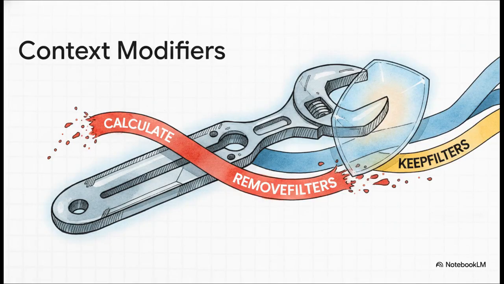But what if you want to bend the rules a bit? Say you want the percentage of total sales for just one single color. You have to surgically manipulate that invisible context using specific functions. Calculate is your master tool for this. Inside Calculate, you can use remove filters to strip away a condition, like ignoring color entirely to just get a grand total. Or you can use keep filters to ensure an existing condition isn't wiped out when you introduce a brand new one.